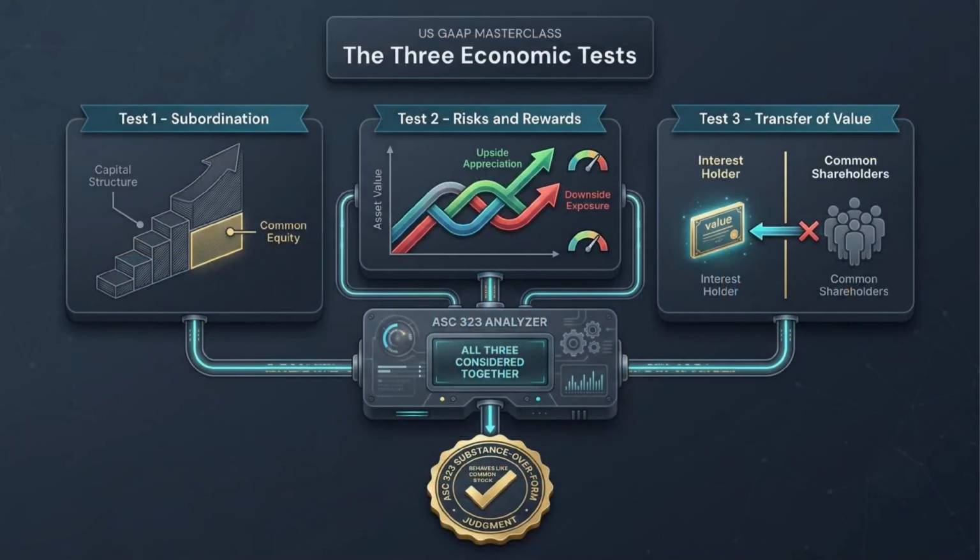ASC 323 uses three economic tests to help us judge substance over form. First, subordination. Does the interest rank like common stock in the capital structure? Second, risks and rewards. Does it share upside and downside with common shareholders? Third, transfer of value. Does it receive special value that common shareholders do not receive? These tests work together. We should not pick our favorite test and ignore the others. That would be like checking only the front door of a building and declaring the whole building secure. In accounting analysis, every important entrance needs attention.